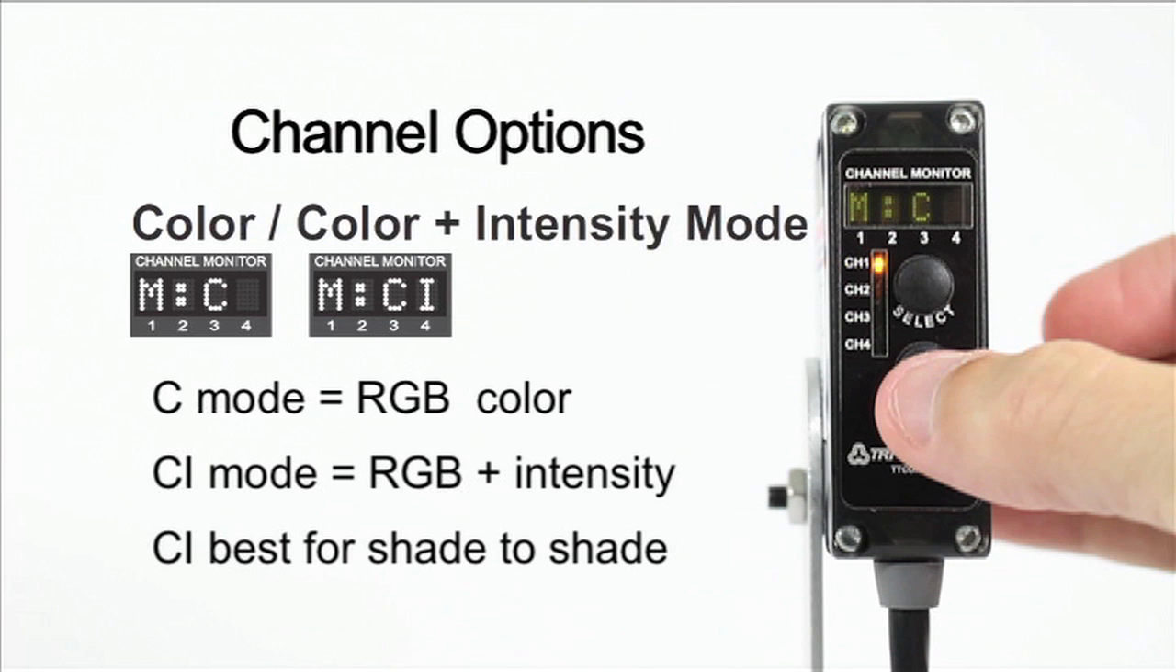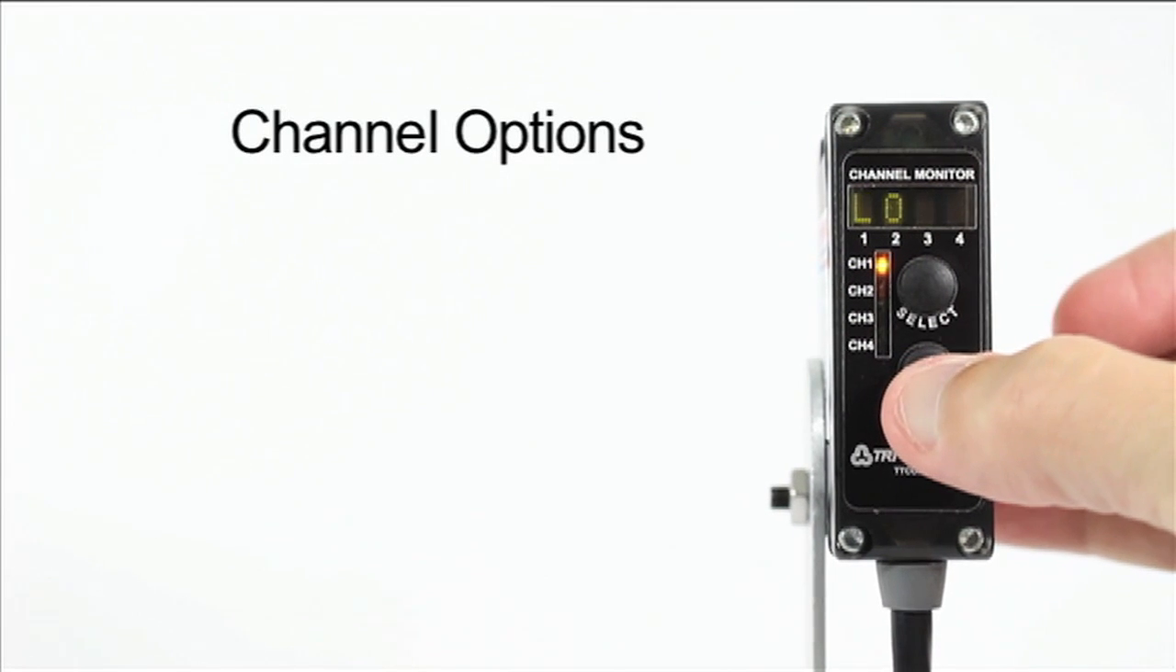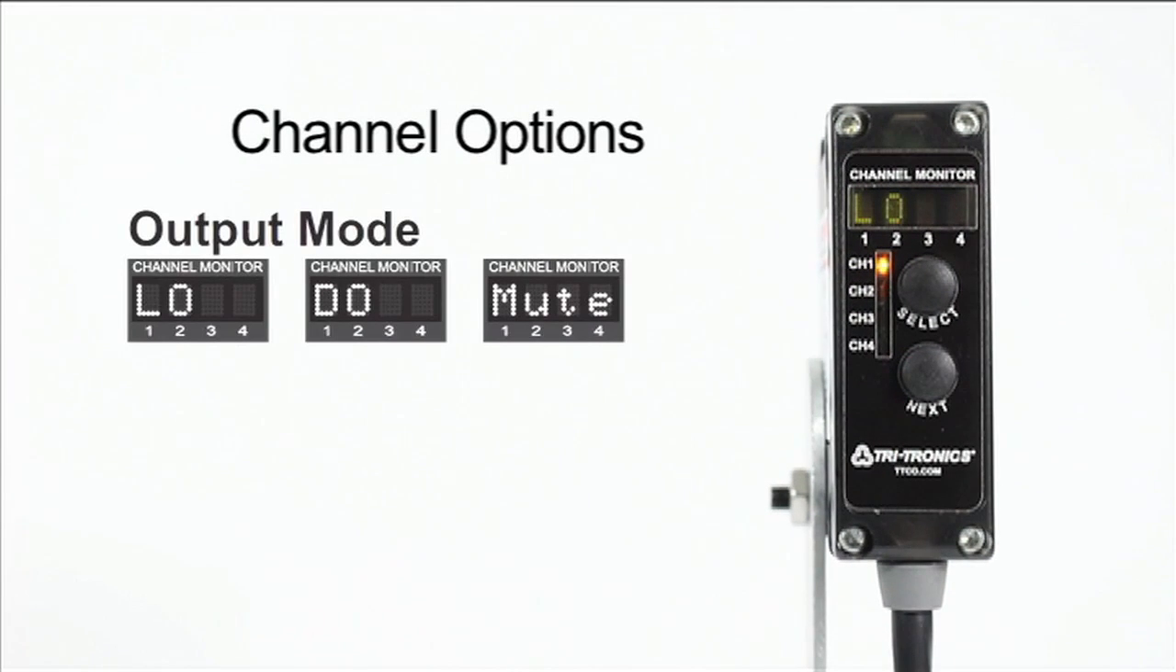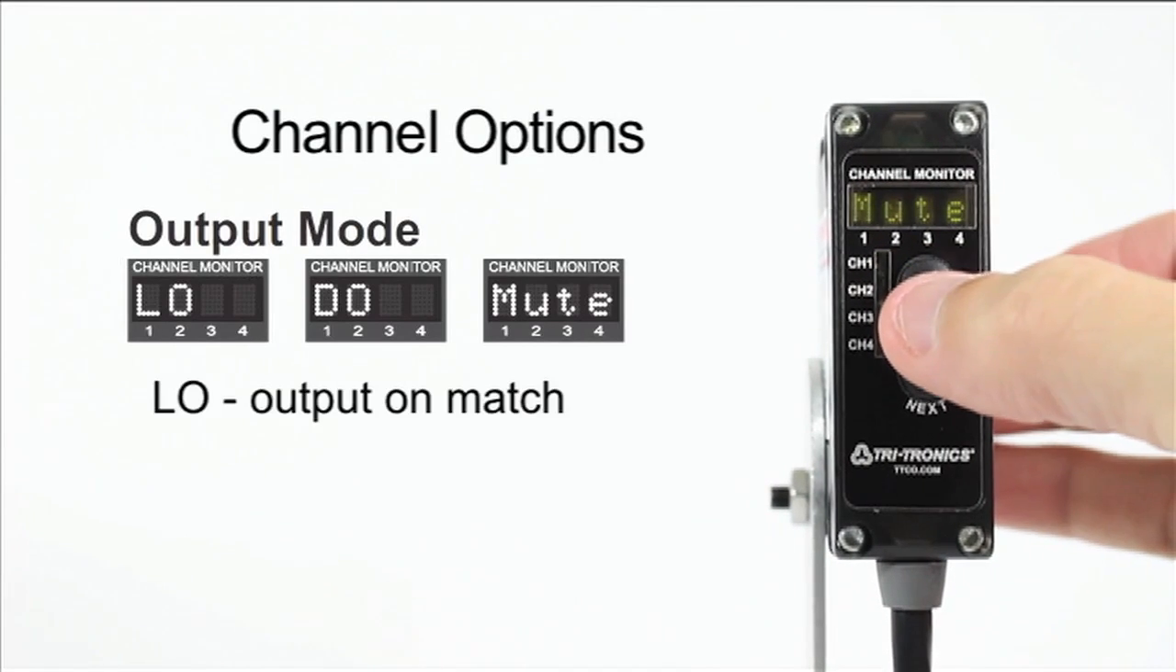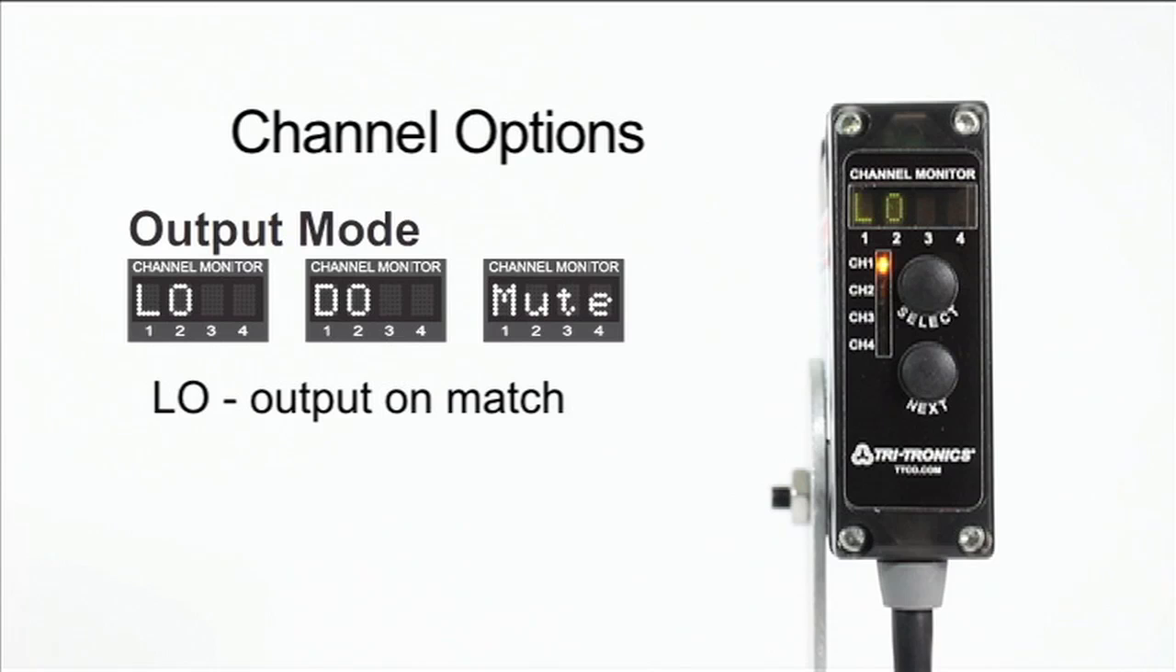Press Next to advance to output mode. Output mode refers to when the sensor will give an output. Pressing Select moves you through the settings for this option. LO, or light on, means the sensor will give an output when the color in view matches the captured color for that channel. Note that LO is the default setting for all channels.